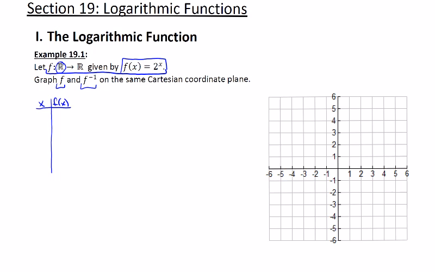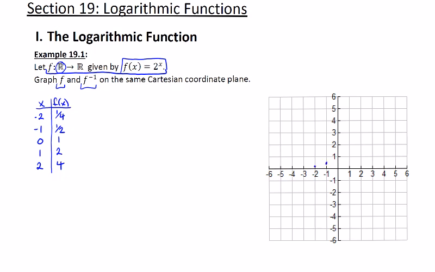So we'll start with some x values of, we'll just pick -2, -1, 0, 1, and +2. And then when we plug those in to our function equation, we will get the f of x values to be 1/4, 1/2, +1, +2, and +4. And since we've already got that table completed, we'll go ahead and graph these points.